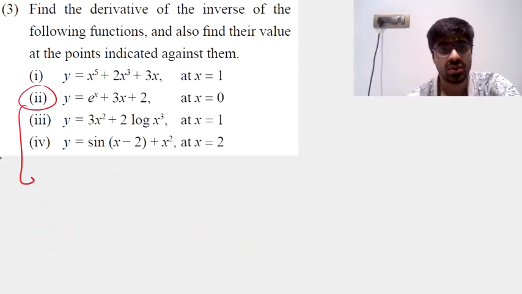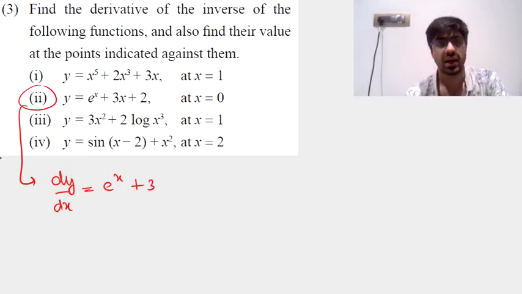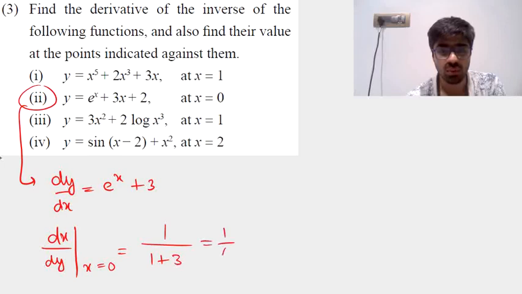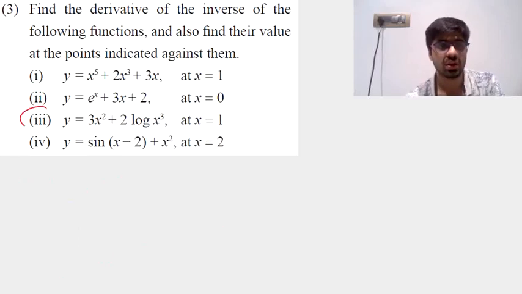Let's continue in a similar way with the second question. So dy by dx, that's going to be e power x plus 3, and dx by dy, that's the reciprocal of dy by dx. You need that at x equal to 0. So this is going to be 1 upon e power 0, which is 1, plus 3, and that is equal to 1 upon 4. Similarly, continue with the third question.